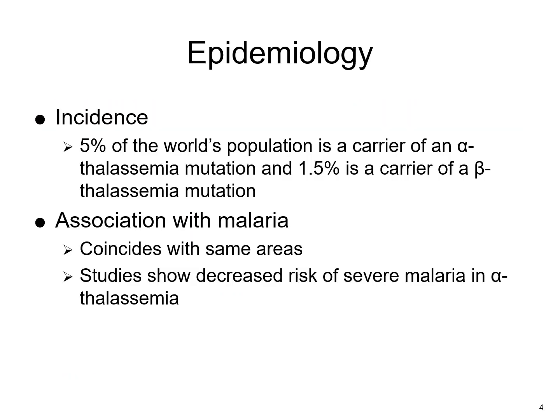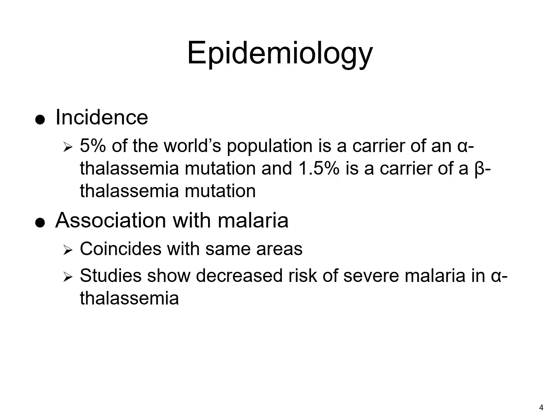For the incidence of thalassemia, about 5% of the world's population are carriers for alpha thalassemia, and about 1.5% are carriers for beta thalassemia. There is high prevalence in certain regions. This is especially common in Mediterranean, Middle Eastern, African, and Southeast Asian populations.